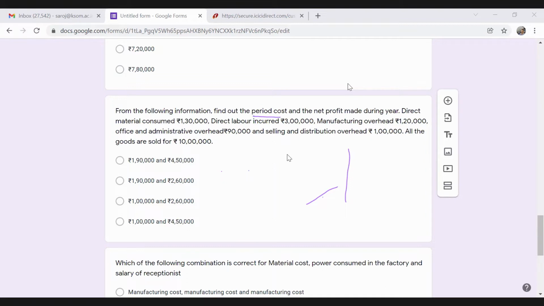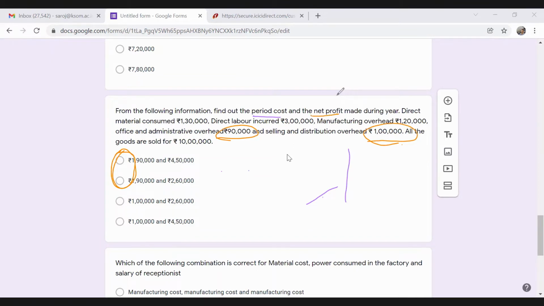Direct material consumed is in this case. Find out the period cost. Now, which is the period cost? Period cost, you have got office administration and selling distribution. So 1,90,000. So any one of these two answers will be correct. Right? अब देखना है कौन सा, which one is your profit.